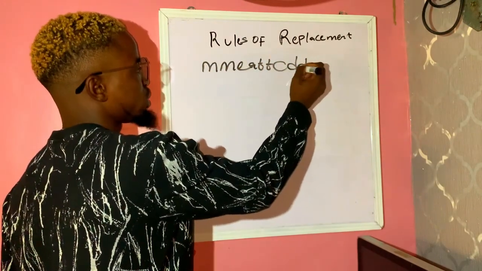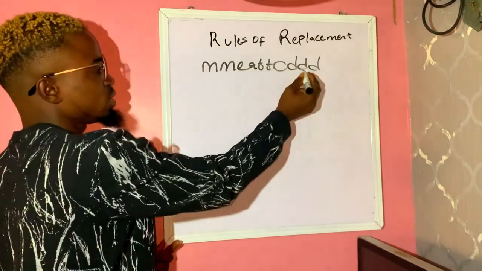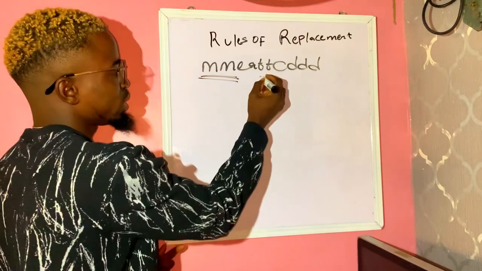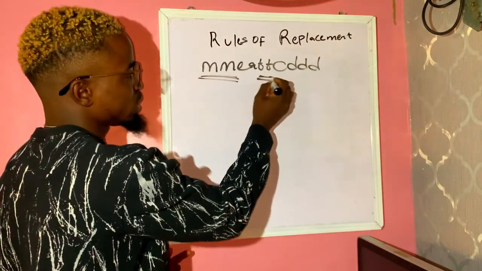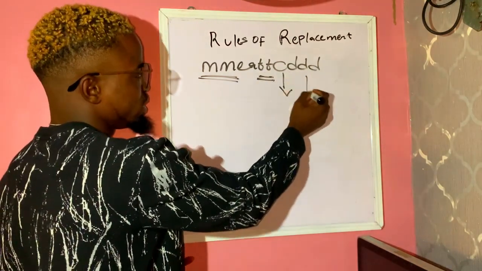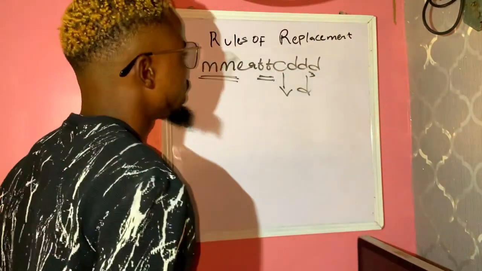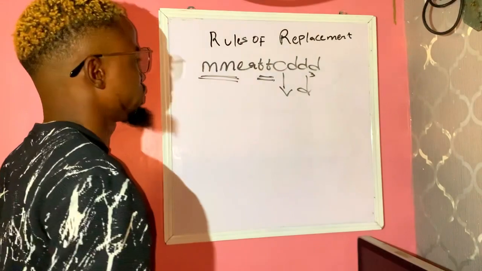I call it MIT C D raised to power 3. That is MIT C D raised to power 3. I know that MIT has double M, then the T also has double T, then there is C and there is D raised to power 3. So once I can remember MIT C D raised to power 3, automatically I know the rules of replacement.